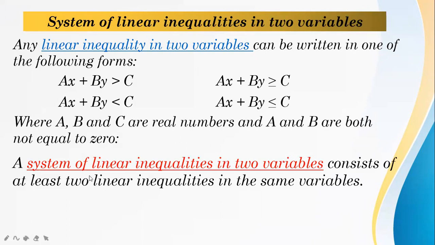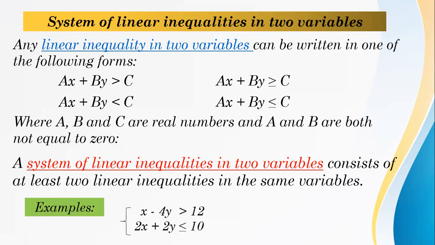Then we have a system of linear inequalities in two variables. It consists of at least two linear inequalities in the same variables. Now we have the examples. So this one is an example of a system of linear inequalities in two variables. And the other one is also an example of a system of linear inequalities in two variables.